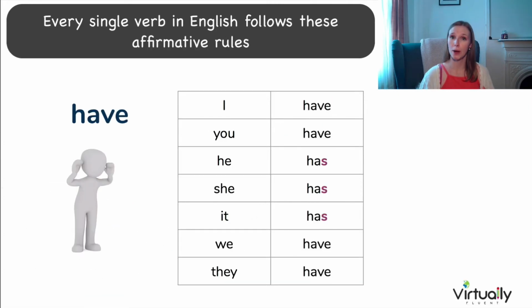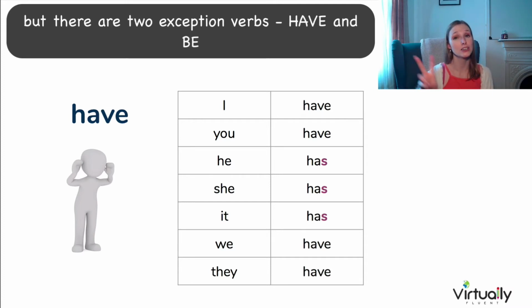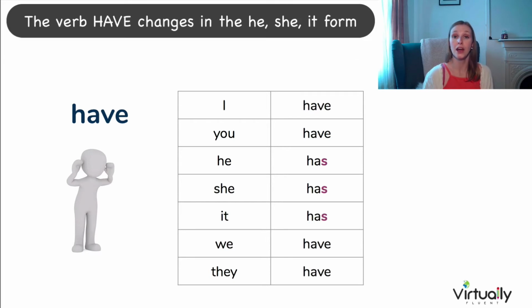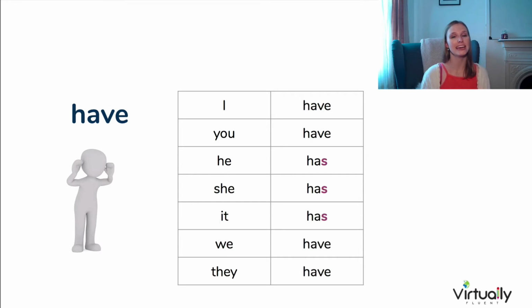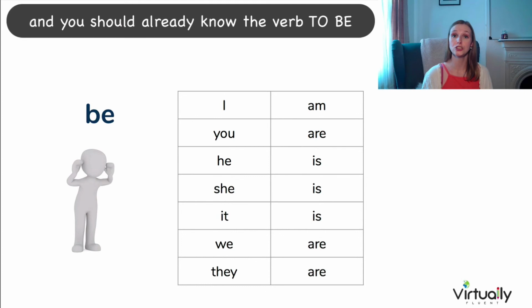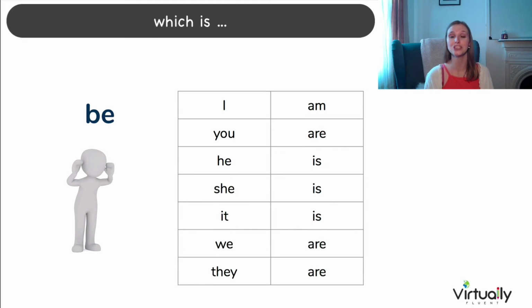Every single verb in English follows these affirmative rules, but there are two exception verbs, have and be. The verb have changes in the he, she, it form. I have, you have, he has, she has, it has, we have, they have. And you should already know the verb to be, which is I am, you are, he is, she is, it is, we are, and they are.